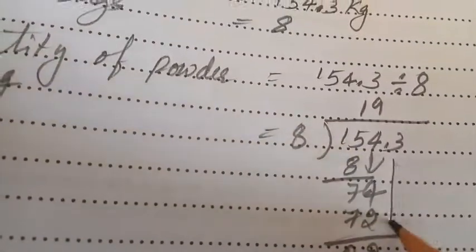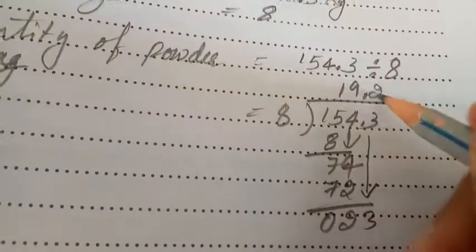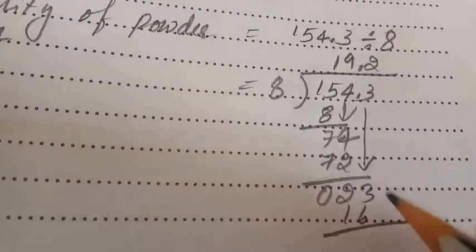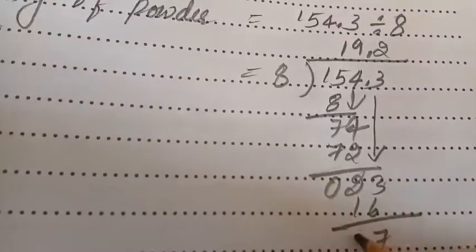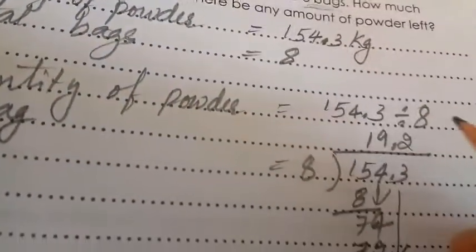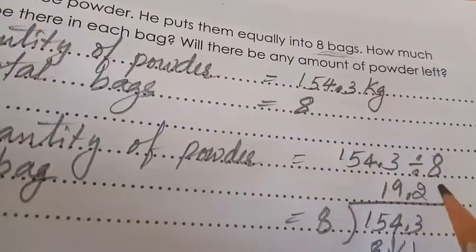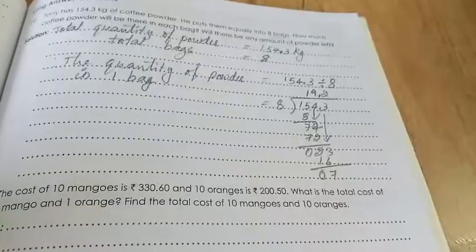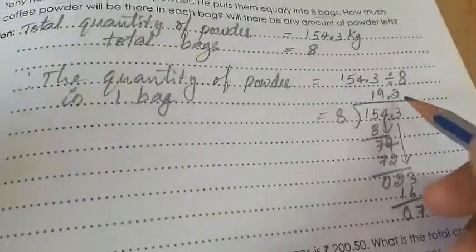So next, bring these 3 down. Here the decimal point is there. Here also put a decimal point. The nearest number is 16. 8 2s are 16. So the remaining number is, here 3 means 13. 13 minus 6 is 7. This one gets cancelled. 1 minus 1 is 0. So the answer is 19.2 kg in each bag. So total quantity of powder in each bag equals 19.2 kg.